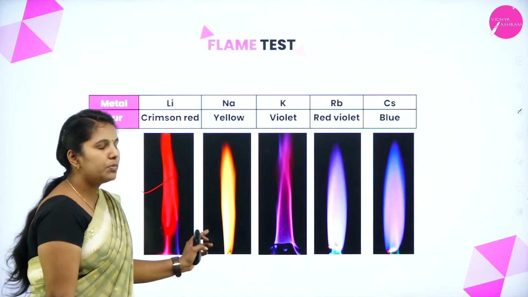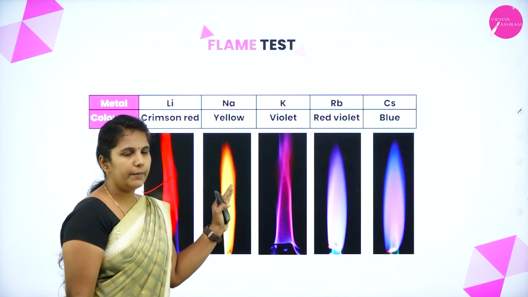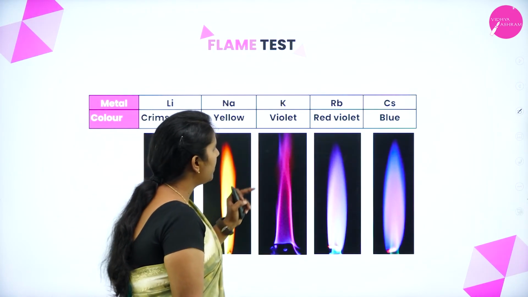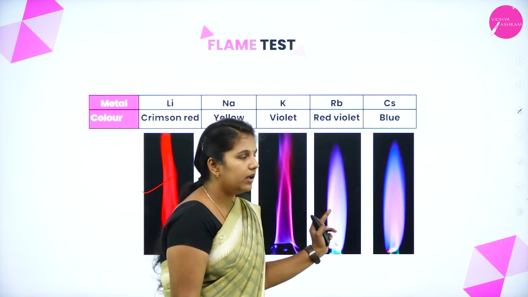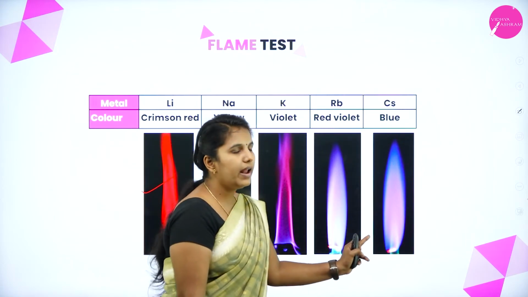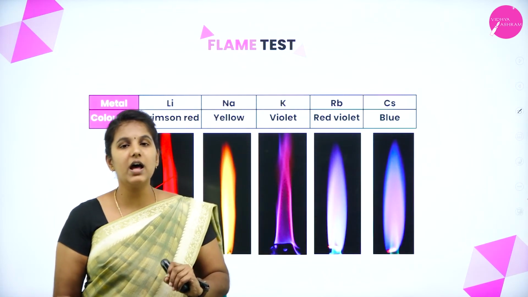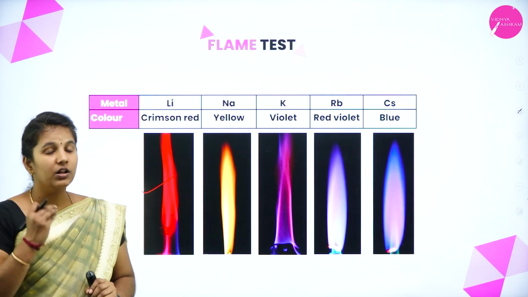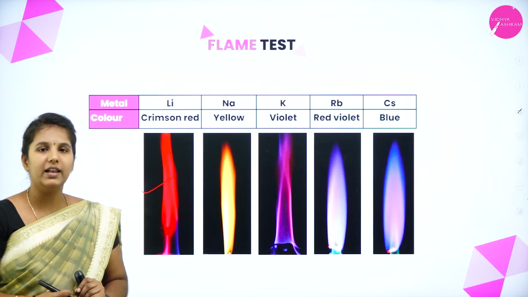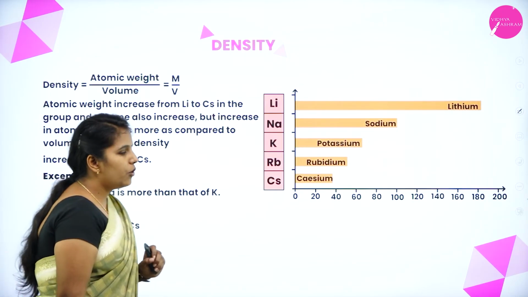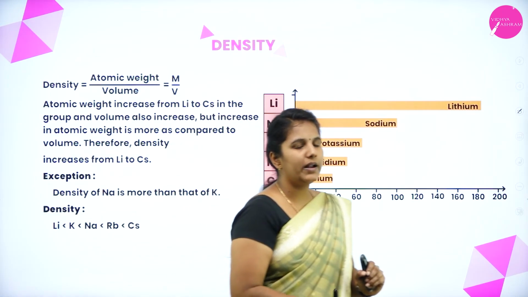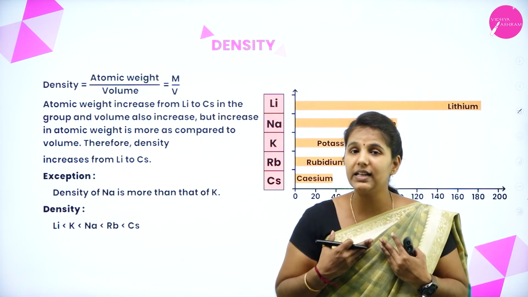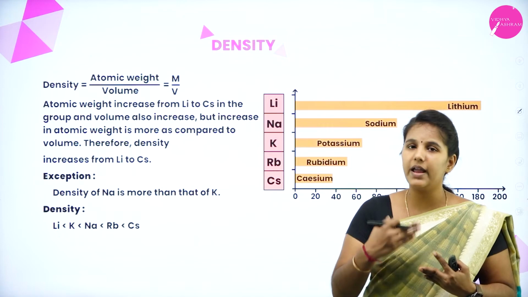Similarly, we can expect the yellow flame in sodium metal, the violet flame in potassium, and rubidium will give a red violet, whereas cesium gives a violet flame. So, I hope you know these things already, as you have done them in your lab. Next, we'll move on to the last physical property, that is density. We all know that density is nothing but mass by volume.